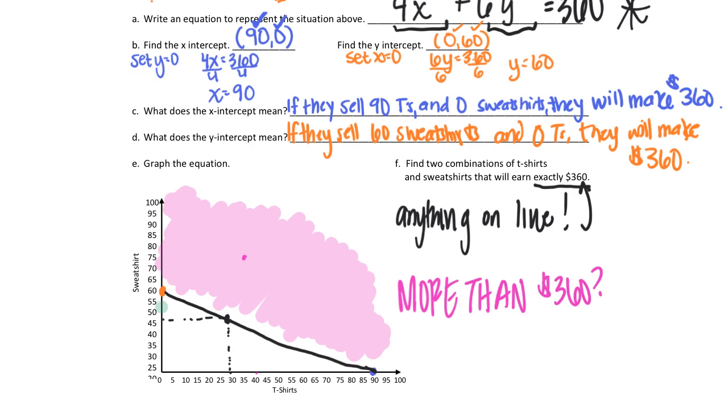Anything below the line, on the other hand, anything down here, guess what, guys? That means they're not meeting their goal. So for example, if they sold 5 t-shirts and 30 sweatshirts, they would not make $360. So this would earn less than $360.